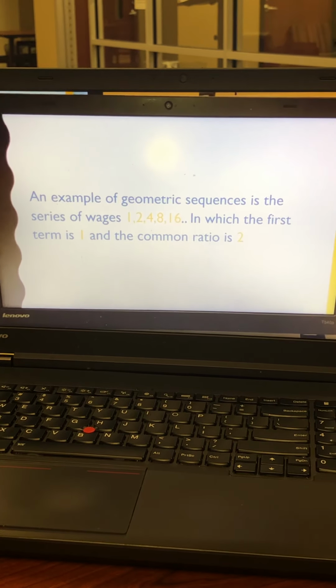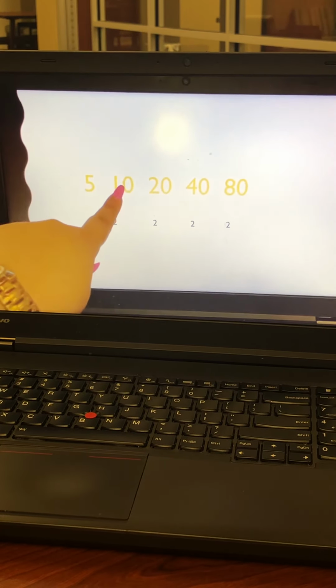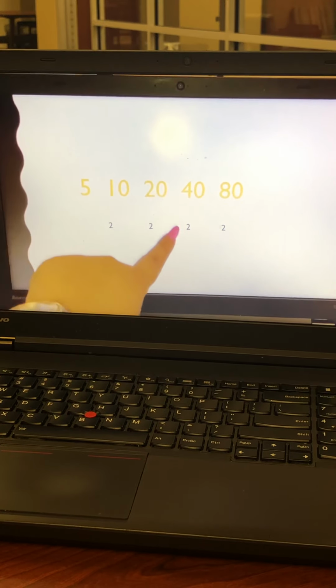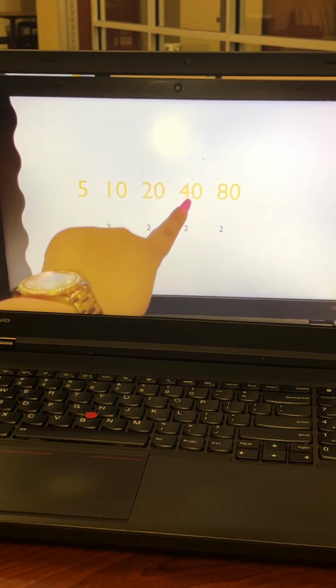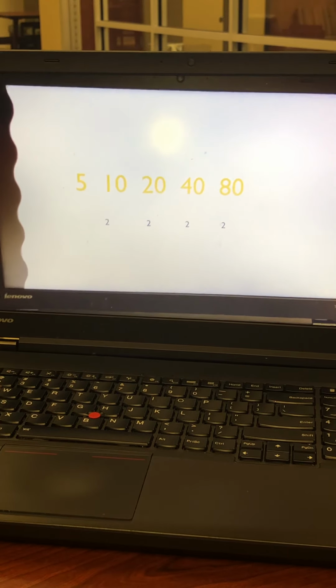Now let's break this down a little. Okay, so we have 5, 10, 20, 40, and 80. What number can be multiplied to give us these? 2. You have 5 times 2 gives you 10. 10 times 2 gives you 20. 20 times 2 gives you 40. And 40 times 2 gives you 80. So 2 will be our common ratio.